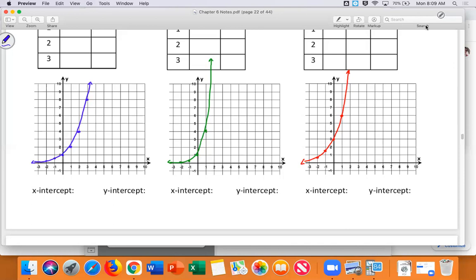AJ, where's the y-intercept with the blue graph? Where does my blue line cross the y-axis? Very good, 1. So the y-intercept was 0, 1. AJ, what about for the green graph? Where was that?